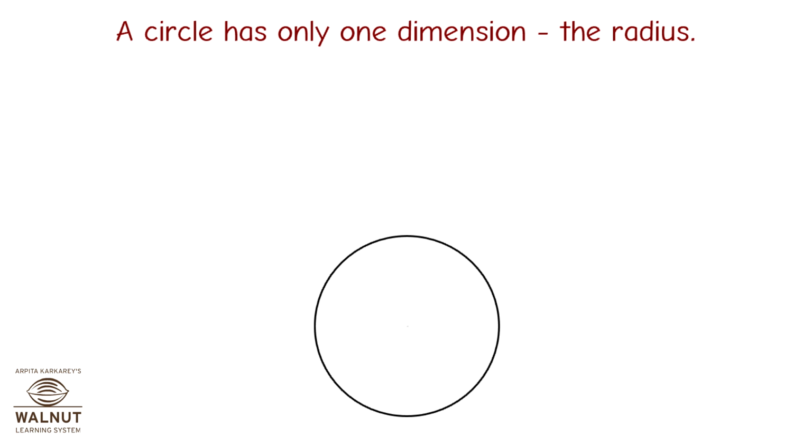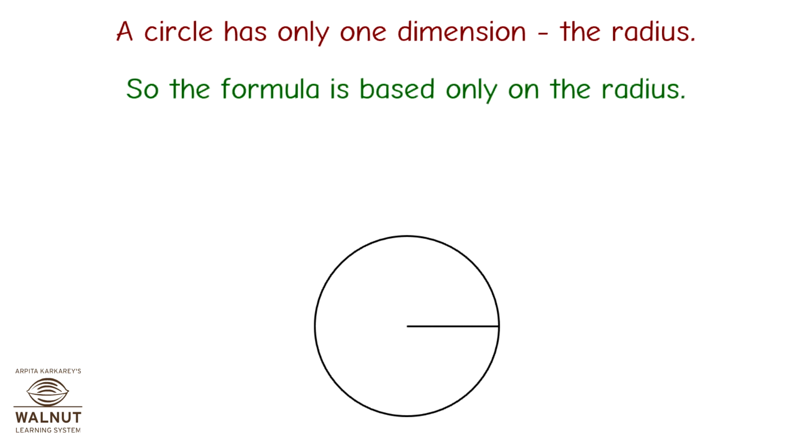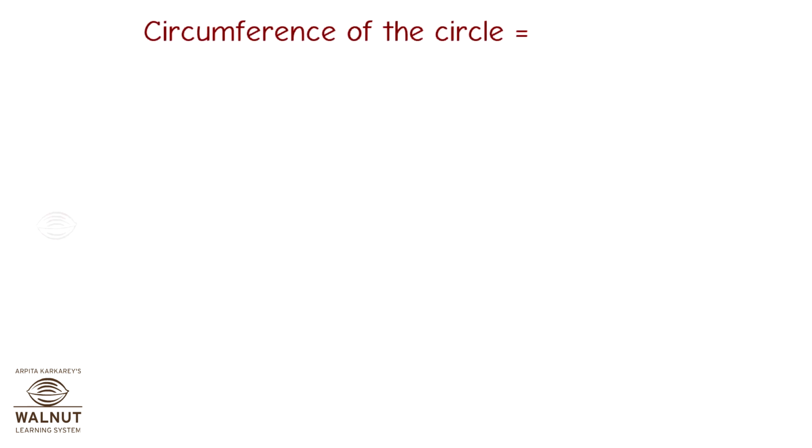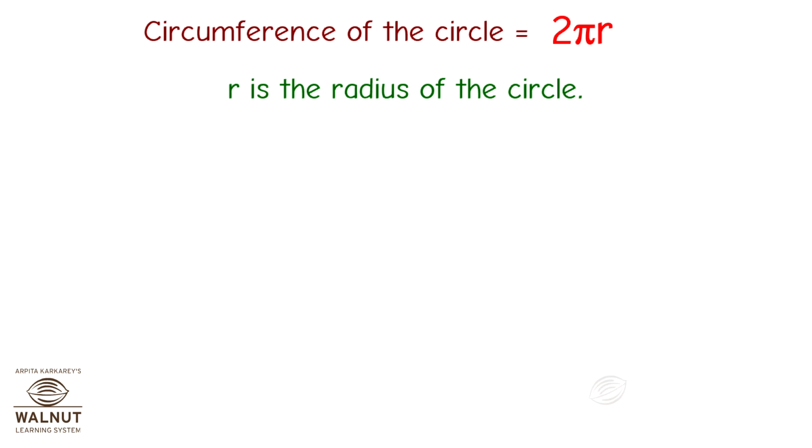A circle has only one dimension, the radius. So the formula is based only on the radius. The formula to find the circumference or perimeter of the circle is 2 pi r. Circumference of the circle is equal to 2 pi r. R is the radius of the circle.